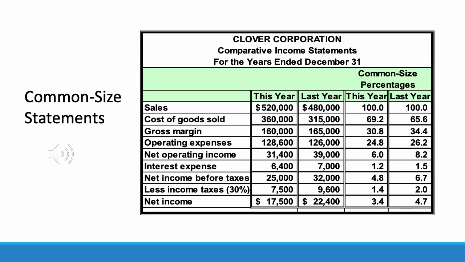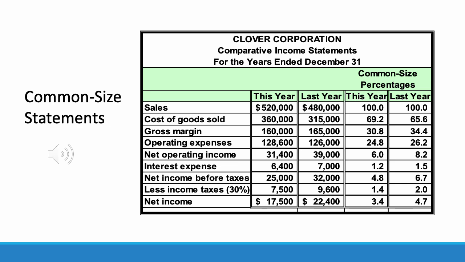So, in this example, you can see we have 2 years of income statement information, and we've turned both years into common size financial statements. Remember, a common size statement is what we get when we take all the dollar amounts out and show everything as a percentage instead. Here, for example, net income this year is 3.4% of sales, while last year it was 4.7% of sales. So even without looking at the dollar amounts, we can immediately see that the company's profit margin has gone down, likely because their costs have gone up.